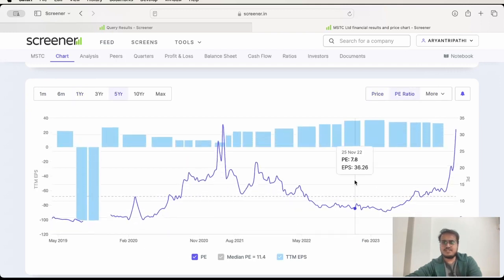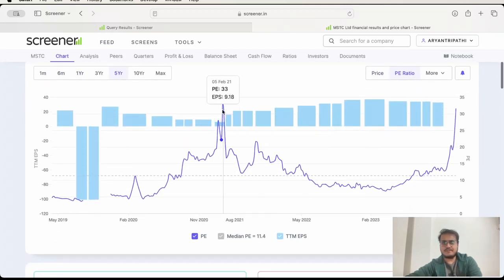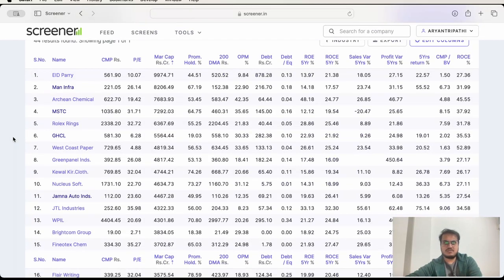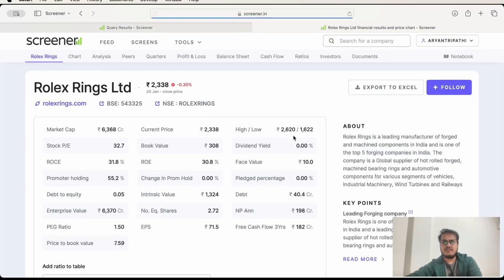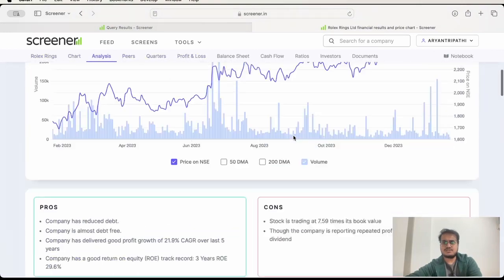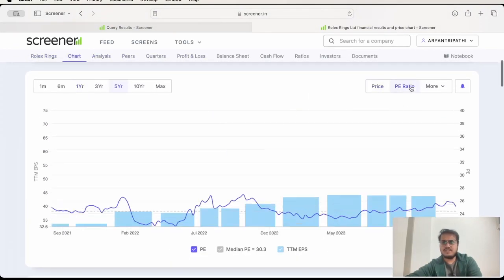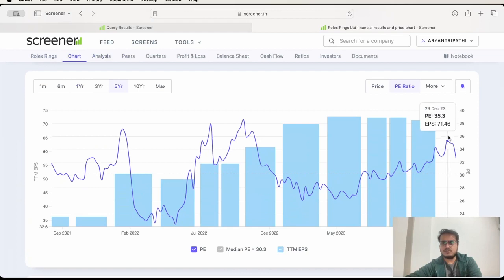If you see the P/E ratio, it was once upon a time 20-30, almost 33, and now it's 30. So you can say it's almost close to the lifetime high. The average P/E is 11.4, so I think it's much more overvalued right now. Then if you see Rolex Rings, it came inside, more than 30, less than 40. But if you go to the historical P/E, the historical P/E is only 30, so it's almost close to the historical P/E. You can look into it.